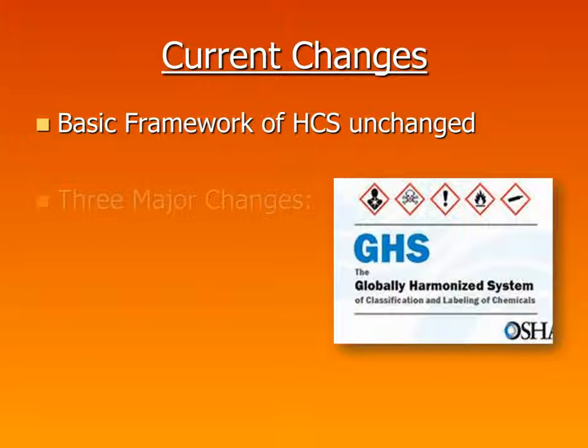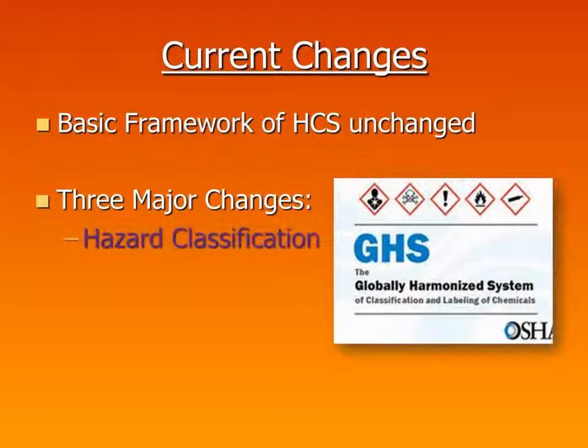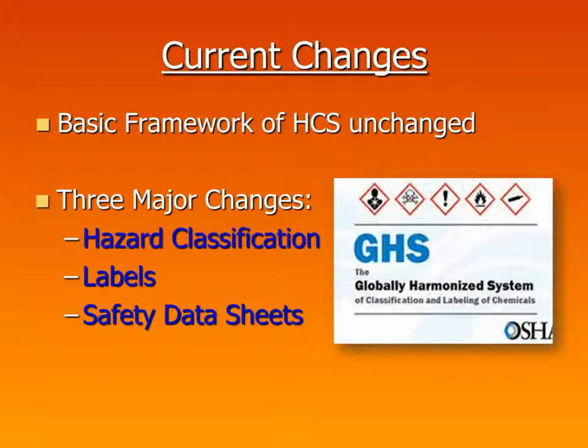The three major changes that have happened recently include a change in how hazardous materials are classified so that they have consistent warnings, establishment of consistent labeling, and a collection of this information into our safety data sheets.